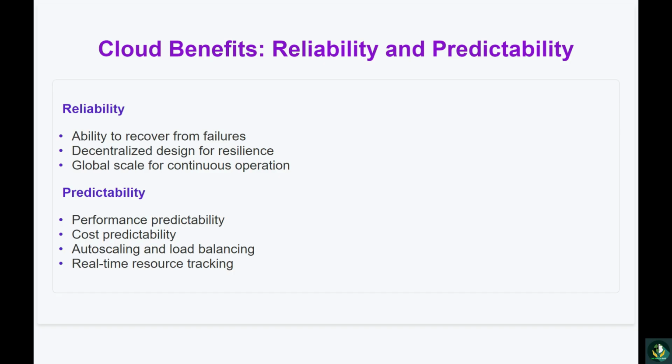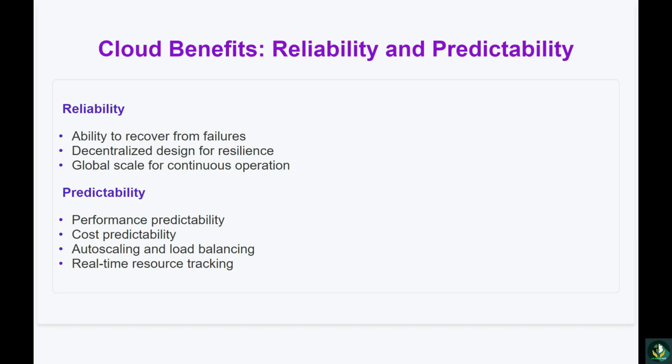Predictability. Predictability in the cloud context refers to the ability to foresee and manage both performance and costs effectively. This predictability is crucial for businesses to plan and operate efficiently. Performance predictability. Performance predictability ensures that applications and services will perform consistently under various conditions. Key features supporting this include auto-scaling.